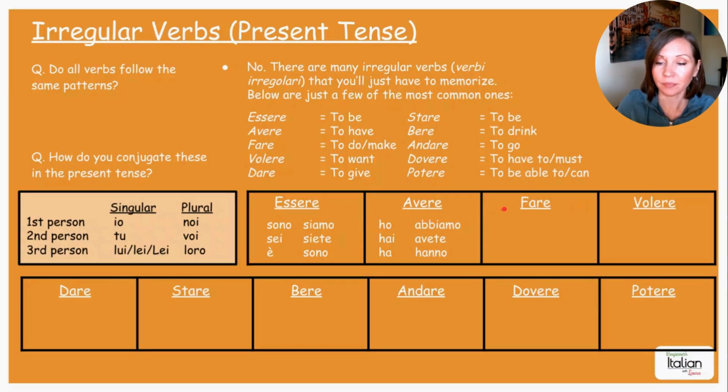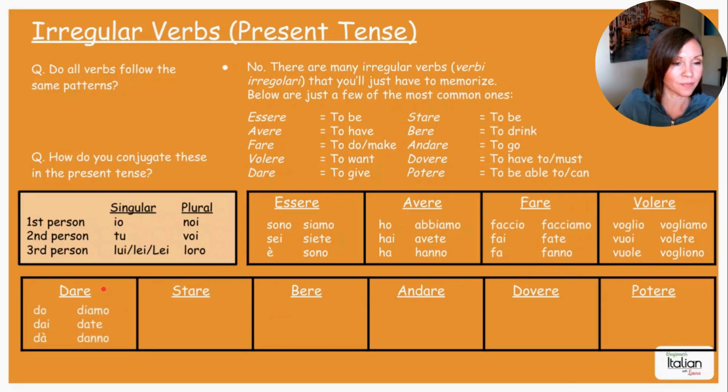Fare: faccio, fai, fa, facciamo, fate, fanno. Volere: voglio, vuoi, vuole, vogliamo, volete, vogliono. Remember we got that GLI sound in there? So it's not "voglio" with a hard G, it's voglio. Voglio, vuoi, vuole, vogliamo, volete, vogliono.